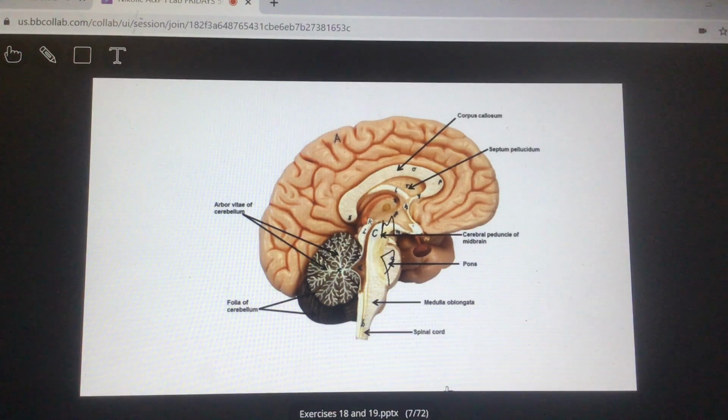Here's the pons. Here's the midbrain, medulla oblongata, brainstem. There is the cerebellum. The white part on the cerebellum is called the arbor vitae, and it means the tree of life. And that's actually under the cerebellum. You cannot see the vermis on this picture. We have to show you another one. Cerebellar peduncles, you also cannot see it here.